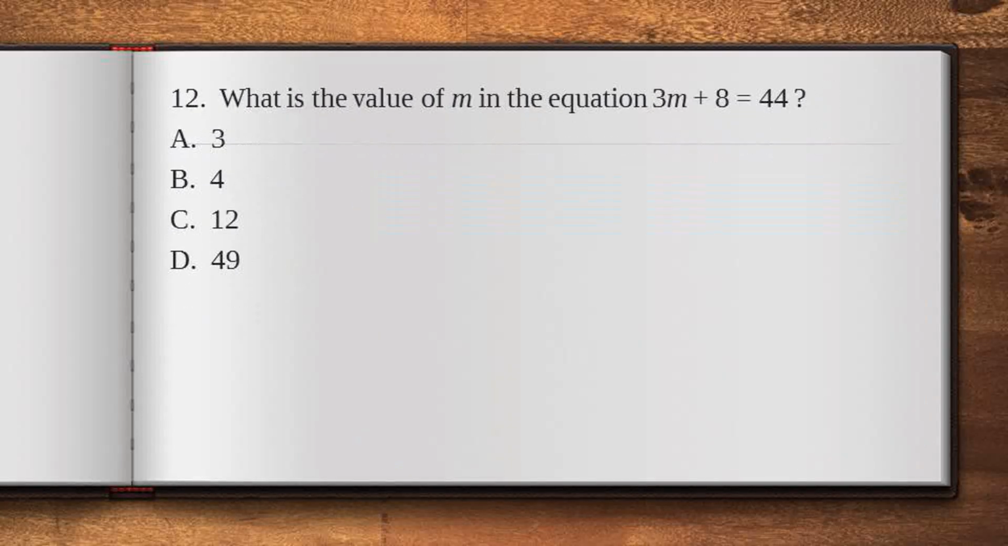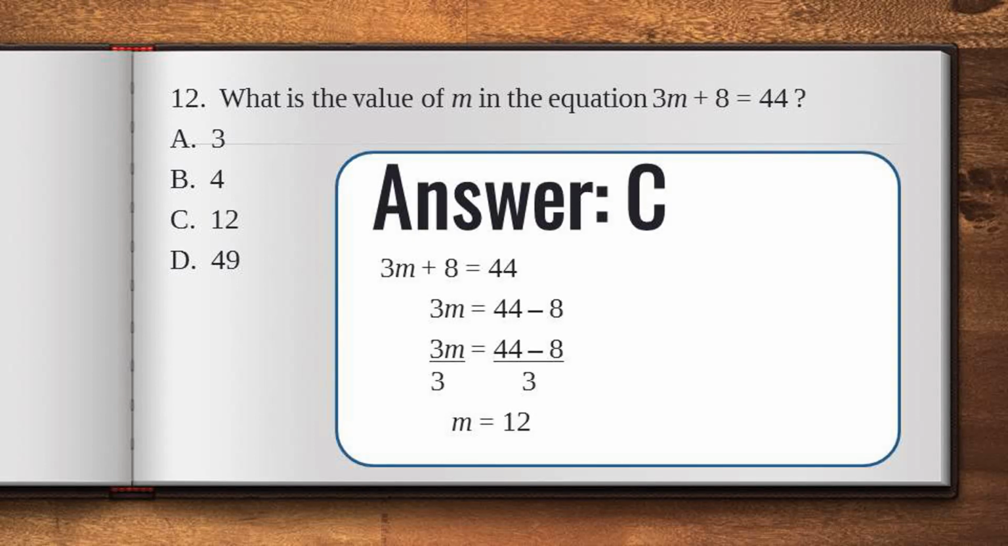Question number 12. What is the value of m in the equation 3m plus 8 is equal to 44? Letter A, 3. Letter B, 4. Letter C, 12. Letter D, 49. The correct answer is letter C.